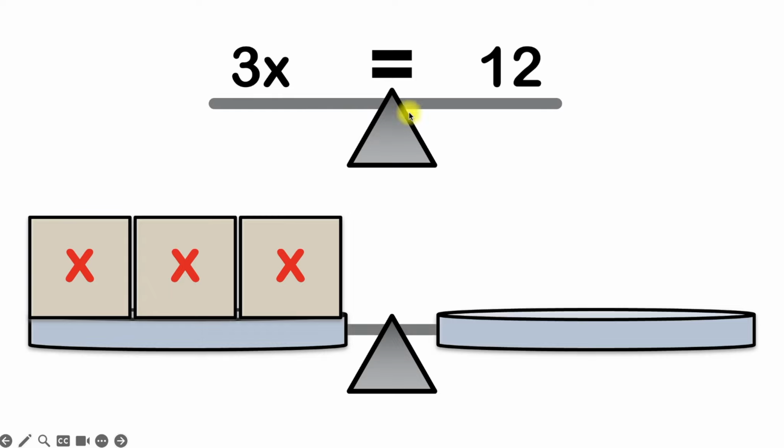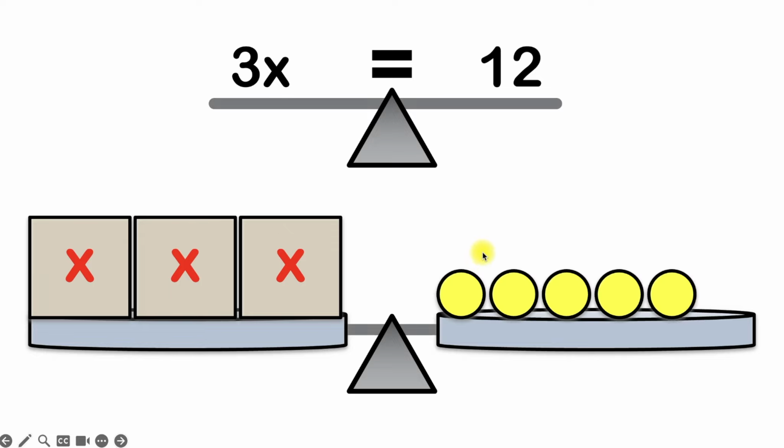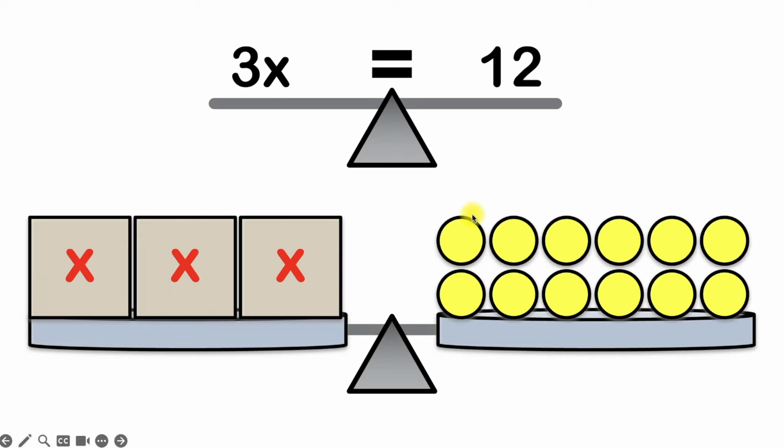And now let's go to the right side. Here we have 12. And let's say that we're using marbles. So on the right side, we're going to put 12 marbles. Now remember that it's the same exact variable, which means that inside each of these boxes is going to hold the same exact amount. So how can we take these 12 marbles and break them up evenly so that each box holds the same exact amount?